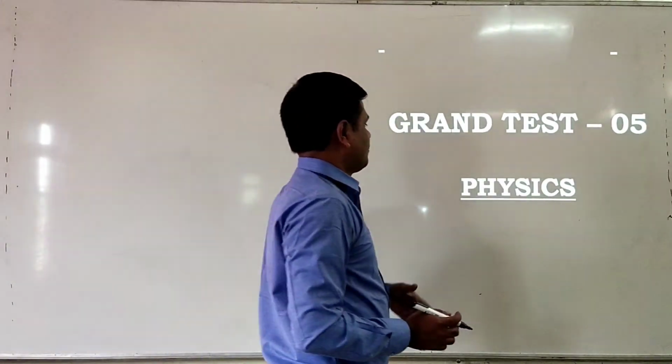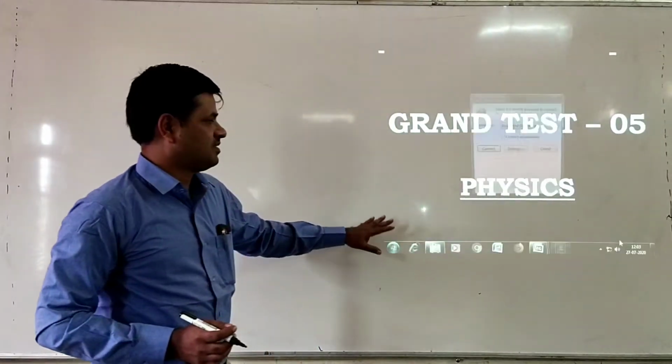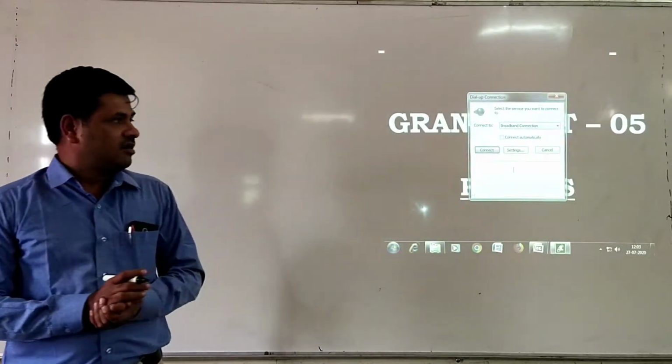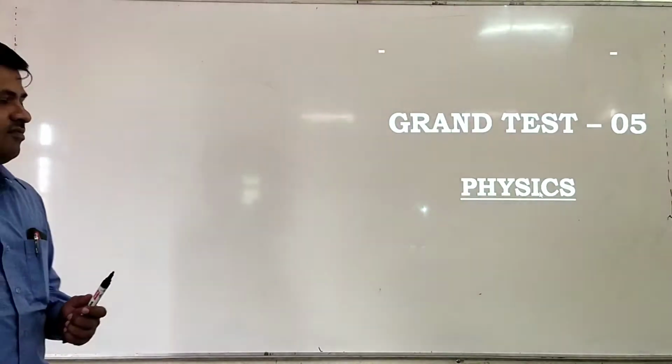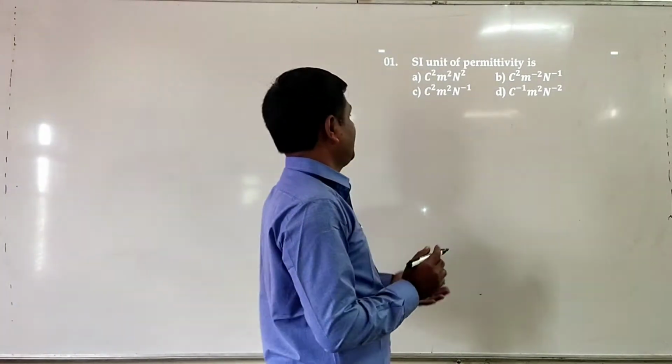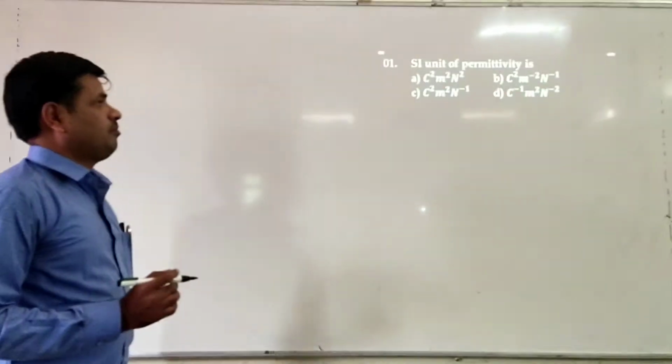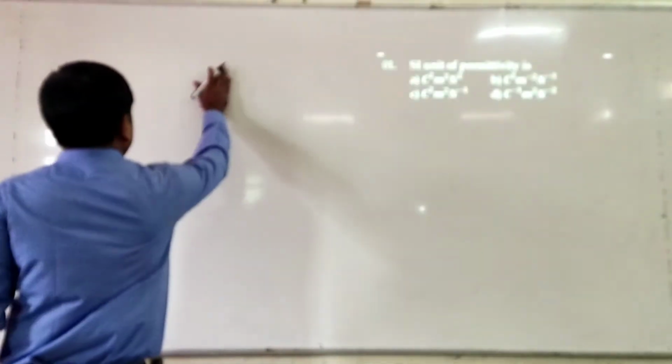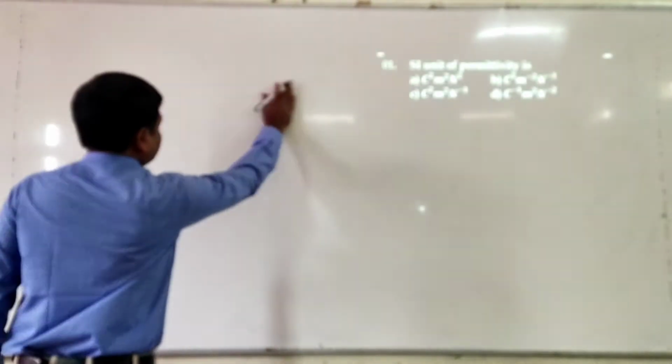Students, today we will discuss the Grand Test 5 physics paper. Let me start with the first question. What is the first question here? The SI unit of permittivity is. Here the SI unit of permittivity is being asked.